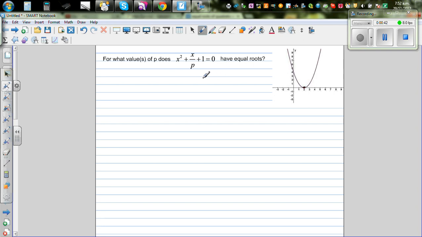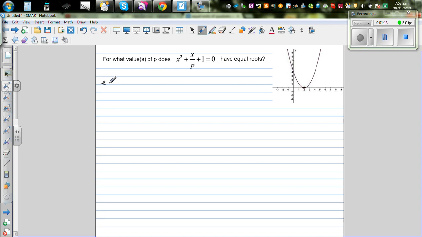So here they're asking us what's the value of p, or which are the values of p for which this quadratic equation will have only one root. That means there's only one value of x. Or when does this quadratic equation become 0, or for which values of p would this equation become 0? And this parabola is becoming 0 when x is equal to 2.